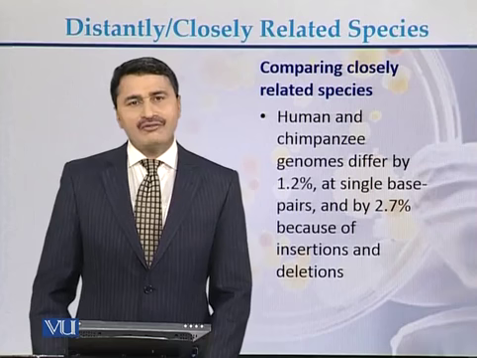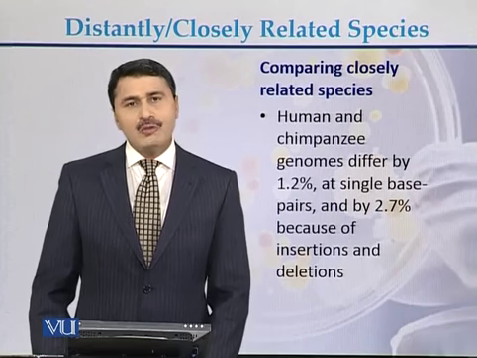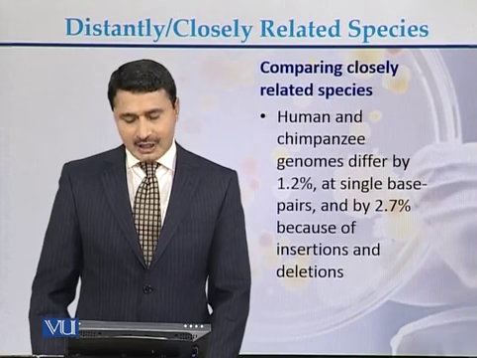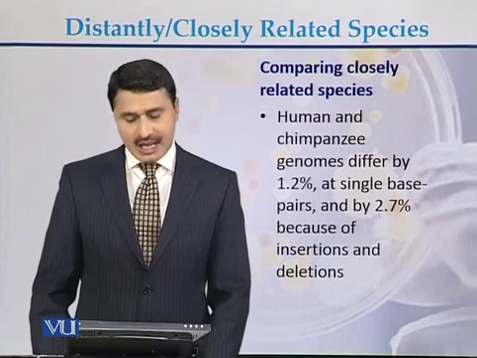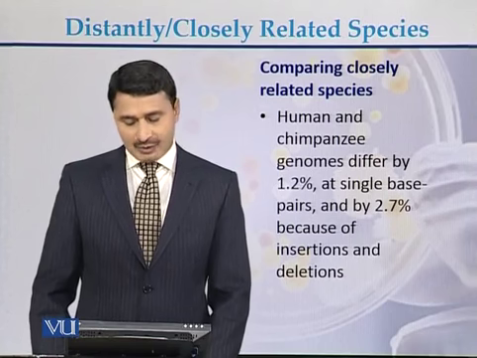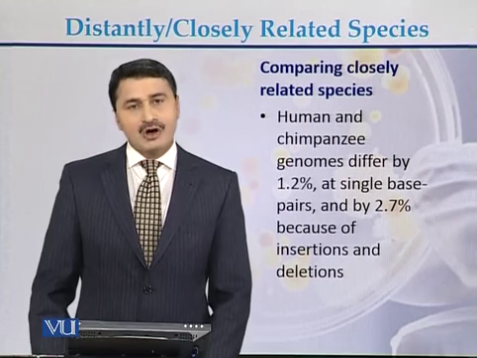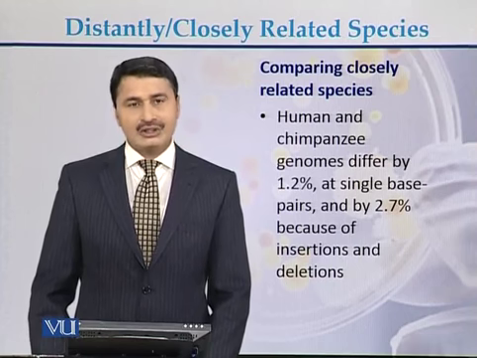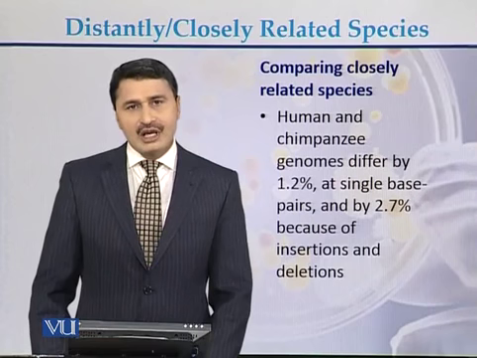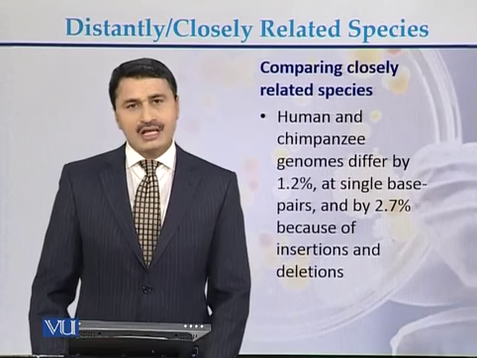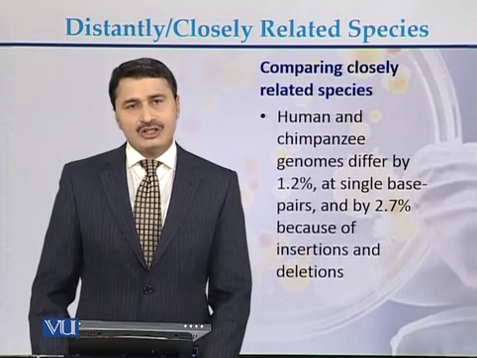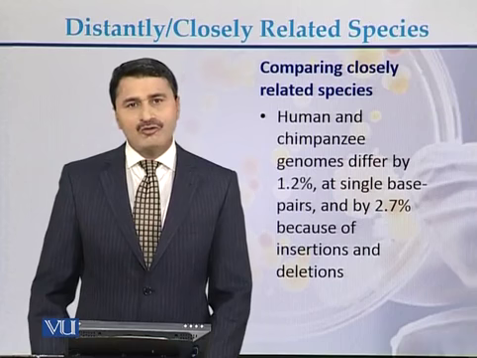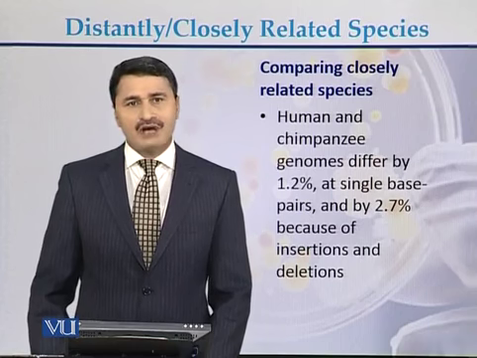Now, if we compare the genome of the human and the chimpanzee, the human and chimpanzee genomes differ from each other by approximately 1.2% at single base pairs and up to 2.7% because of insertions and deletions. So overall, the difference between the human genome and the chimpanzee genome is approximately between 1 and 1.5%.